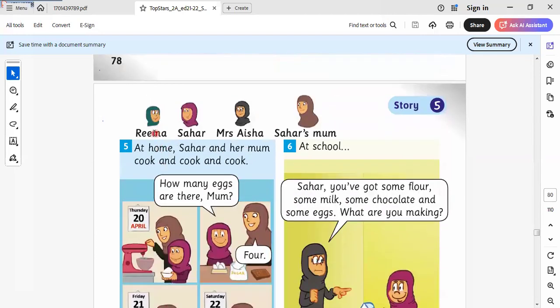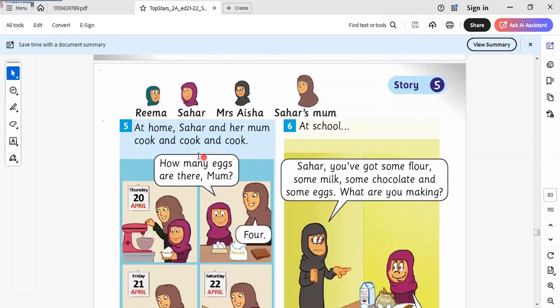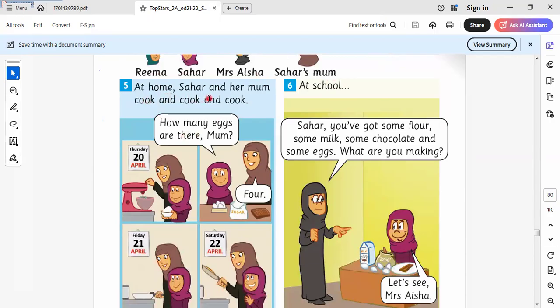Here we have Rima. Here are the characters of this dialogue: Rima, Sahar, Mrs. Aisha, and Sahar's mom. At home, Sahar and her mom cook. How many eggs are there, Mom?